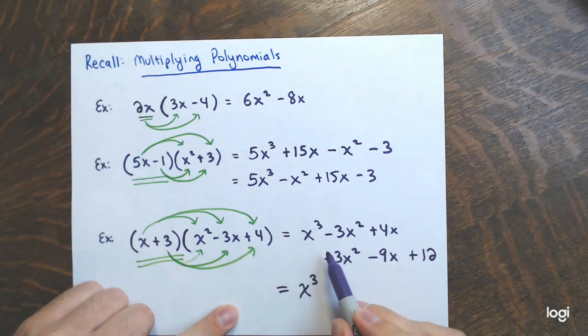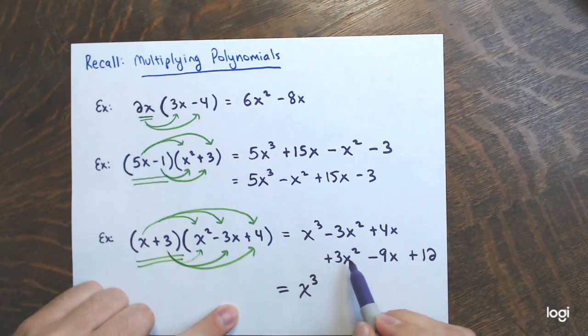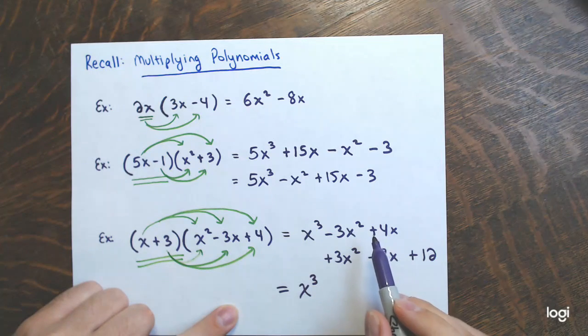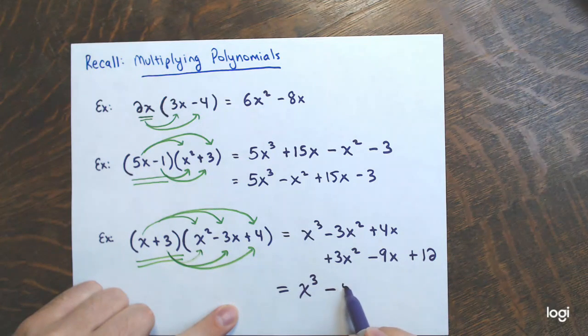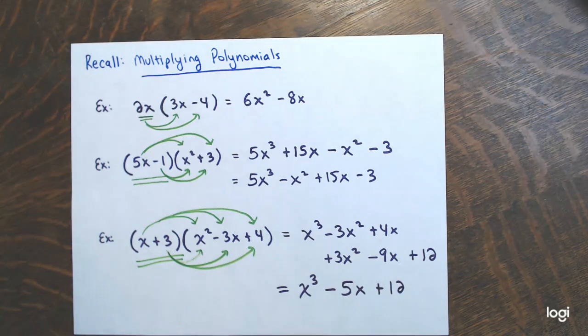The negative 3x squared and positive 3x squared would add to be 0x squared. And then the 4x minus the 9x would be minus 5x, and then you have the positive 12 on its own, and there you go, right? So hopefully you remember multiplying polynomials.